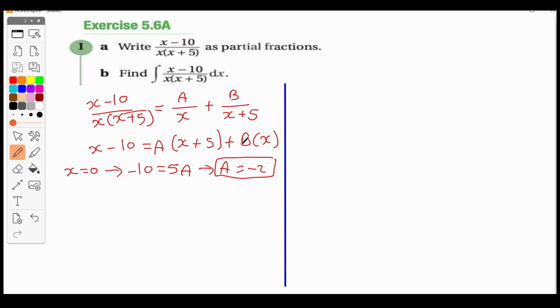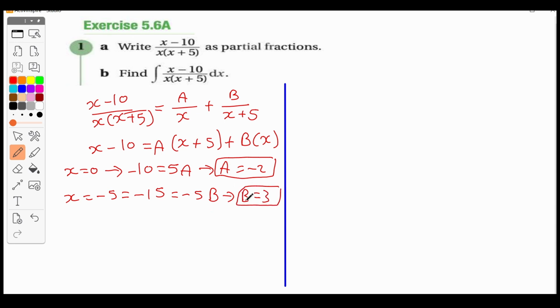Now we need to find the value of b. This comes by cancelling this a. To cancel a, x must be negative 5. So if x equals negative 5, plug in, negative 5 minus 10 is negative 15, equals 0 for the first term, and negative 5 times b is negative 5b. Now to find the value of b, divide both sides by negative 5, and b will be 3.